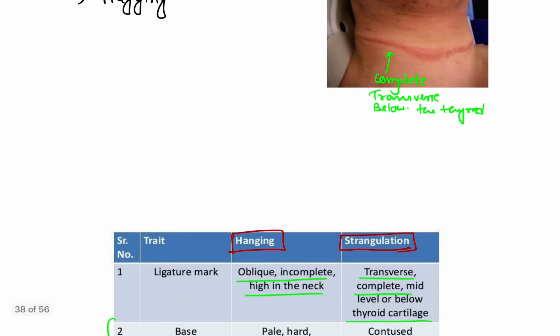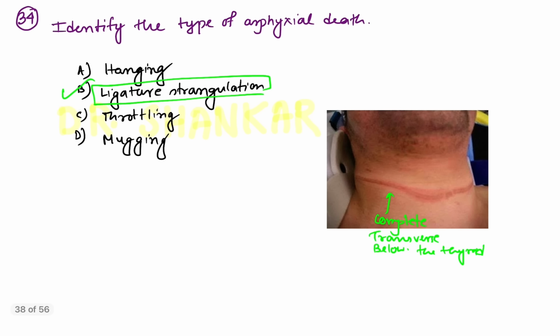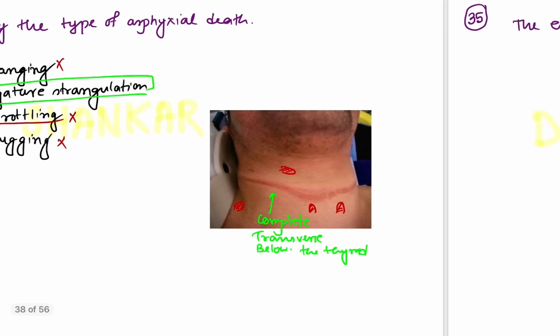This is ligature strangulation, and these are the other differences that you must know. In case of throttling, you will see different penny bruise or thumb impression. So thumb bruise will be seen in case of throttling. Finger imprint will be seen in case of throttling. This is absolutely not mugging. So the correct answer is ligature strangulation.